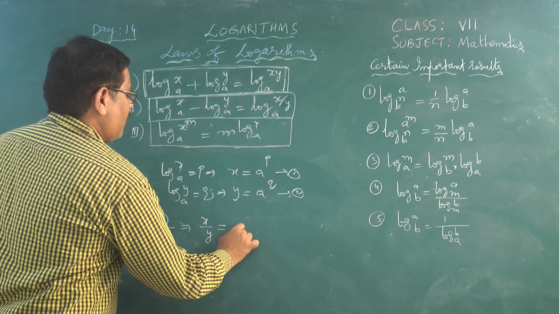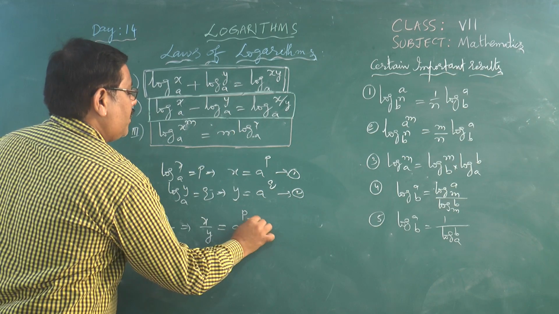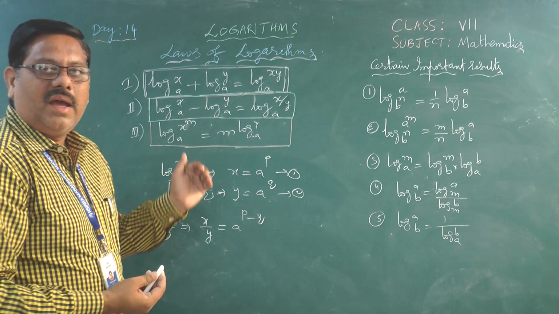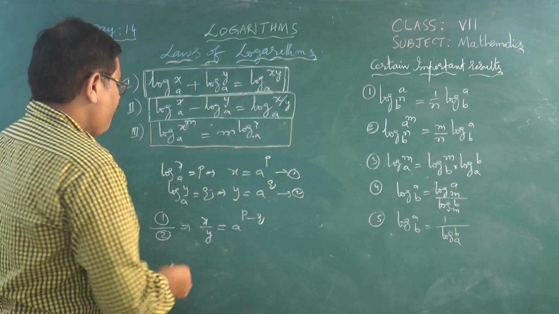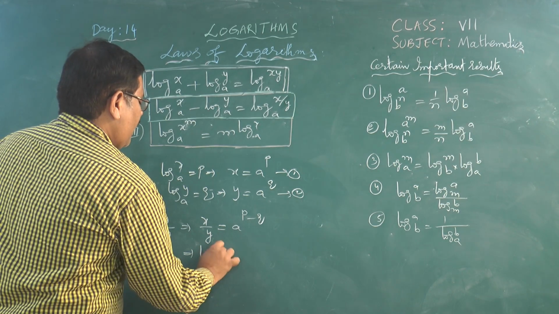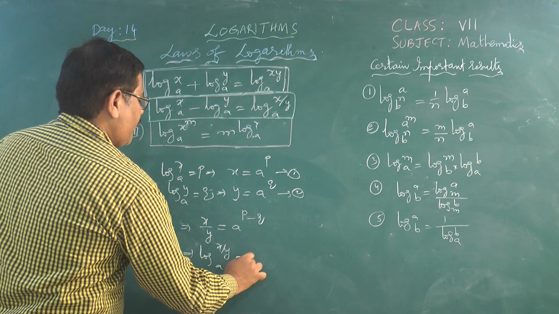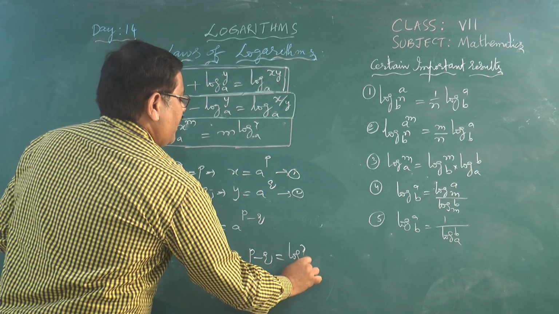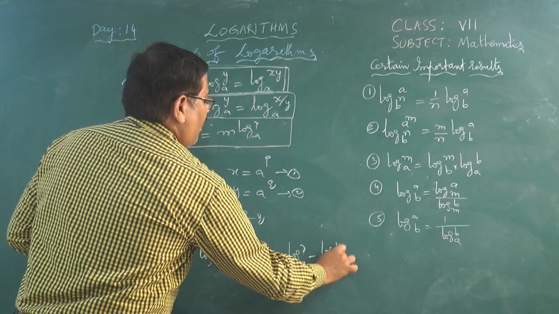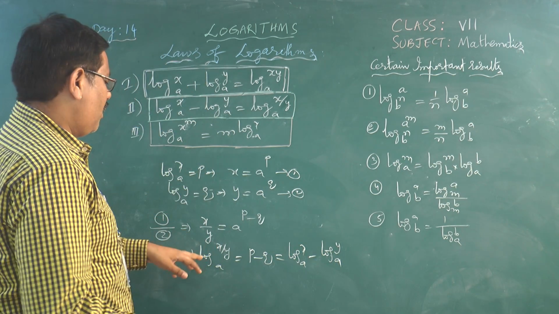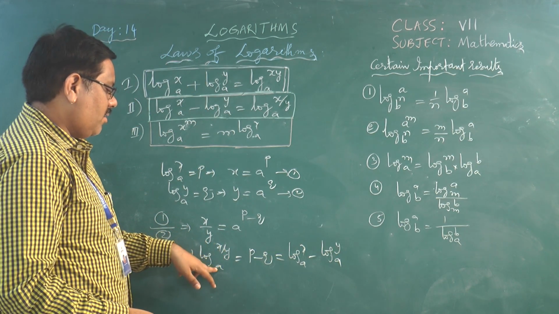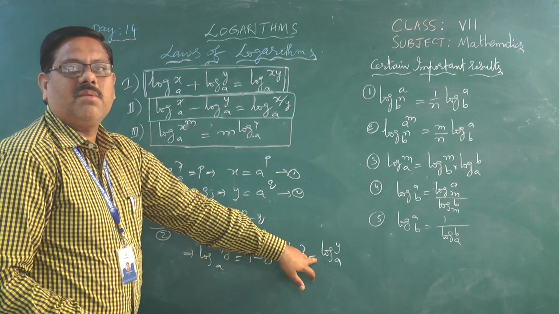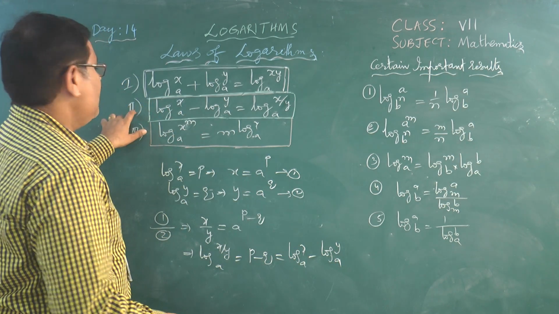What do you have now? x by y is equal to a power p by a power q, that is nothing but a power p minus q. Again, laws of exponents we are using here. That is otherwise log x by y to the base a is equal to p minus q, where p is log x base a and q is log y base a. That's how we got the result: log x by y to the base a is log x base a minus log y base a. That is the second law.